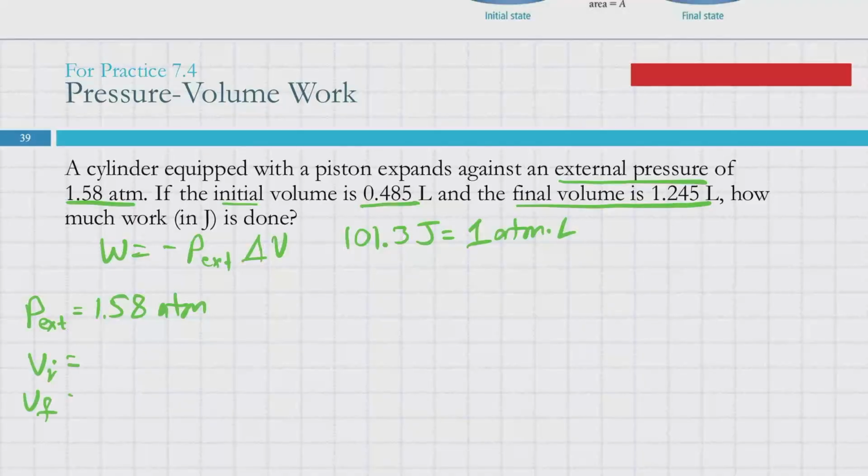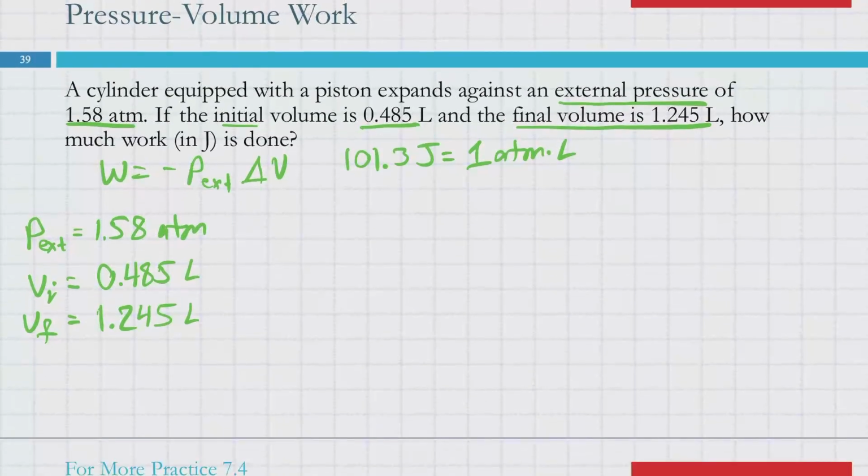So we got some volume values. And as is often the case, it's helpful for us to write these out just so we can keep track of them without having to parse through all the text again. This delta V is the change in volume. That's our volume final minus our volume initial. Okay, so let's find out how much work was done in joules.